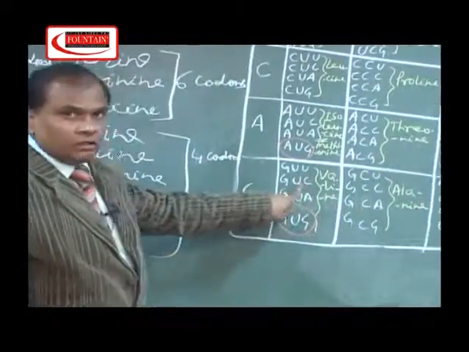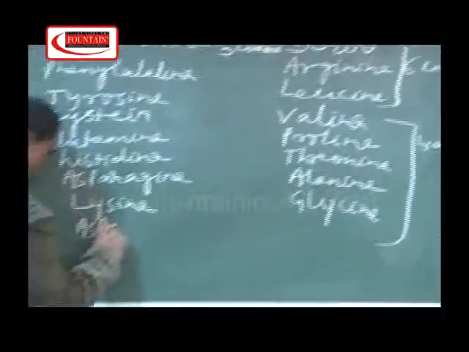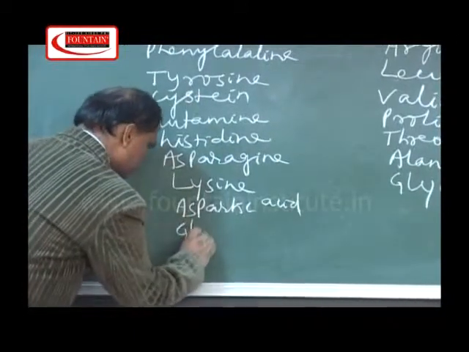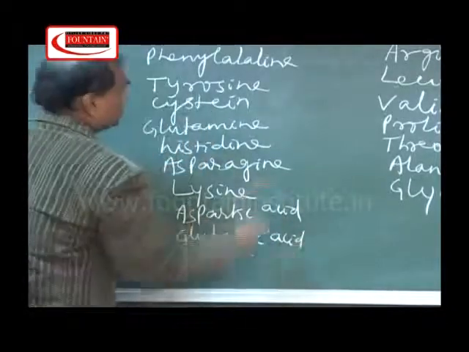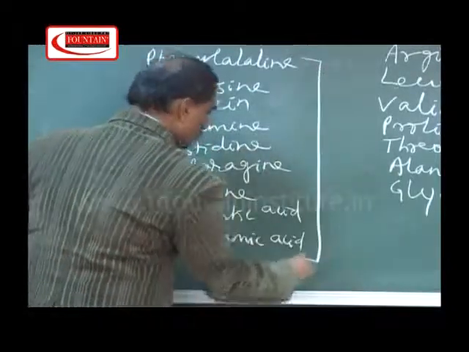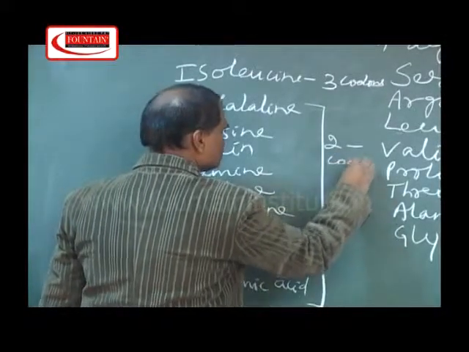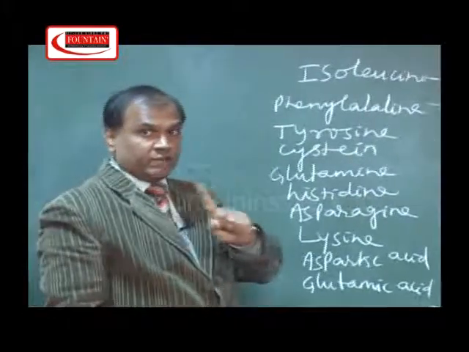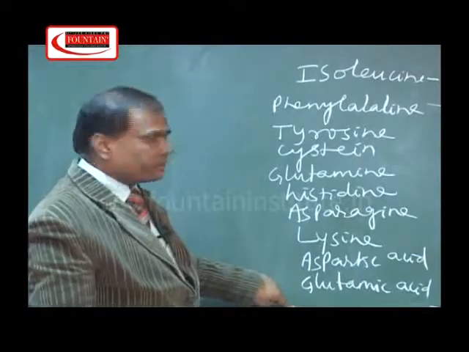And in the last row, aspartic acid and glutamic acid. All these amino acids have 2 codons. So there are 8 amino acids which have 2 codons: 1, 2, 3, 4, 5, 6, 7, 8.